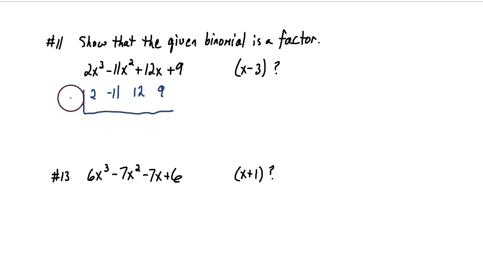Now, what number are we dividing in? What's the value of r? It's 3. Run through the process. 2, 6, negative 5, negative 15, negative 3, negative 9, and the remainder is 0. Because the remainder is 0, x minus 3 divides evenly into that, so it is a factor.